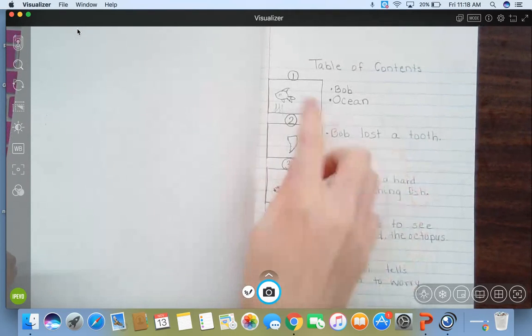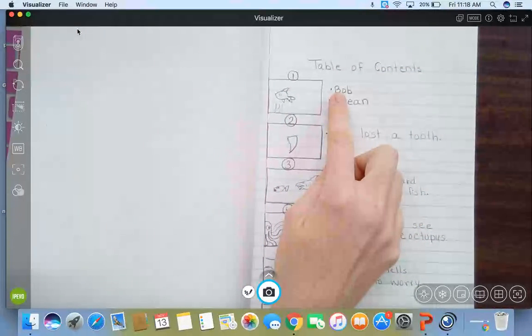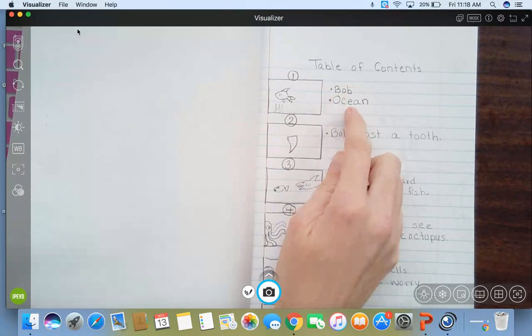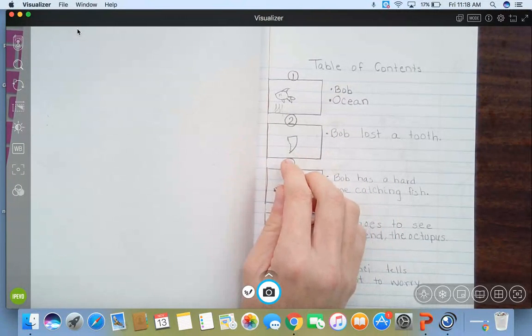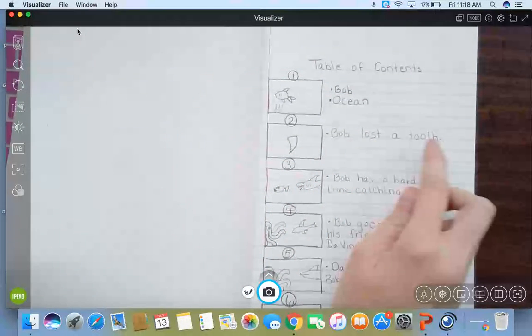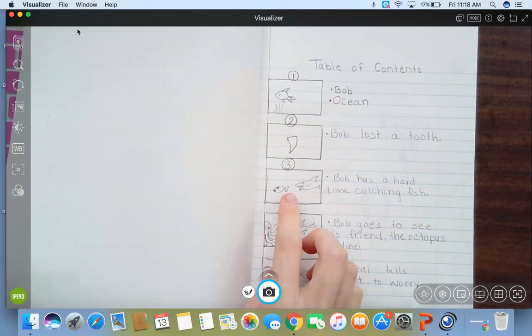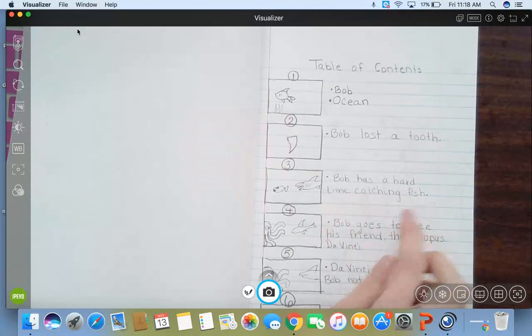So if you'll notice on page 1, I said my character was going to be Bob and he was going to be a shark and he lived in the ocean. For page 2, we needed to have Bob have a problem because when we write, our characters have to have a problem. So Bob lost a tooth. Page 3, we're going to make his problem get a little bit worse. Bob has a hard time catching fish.